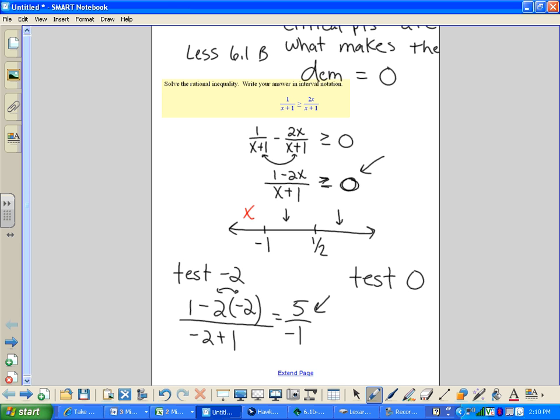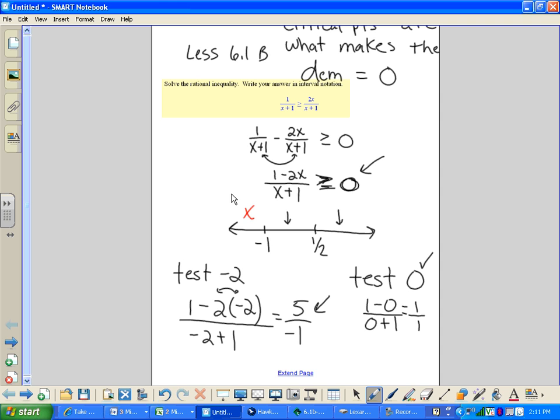So if I plug 0 into my function, I'm going to get 1 minus 0 over 0 plus 1. So that's going to give me 1 over 1, which is positive. So we're going to ask ourselves here, is a positive number, again, greater than or equal to 0? Well, that would be yes. So that means 0 works.